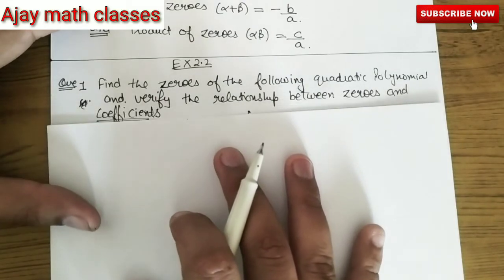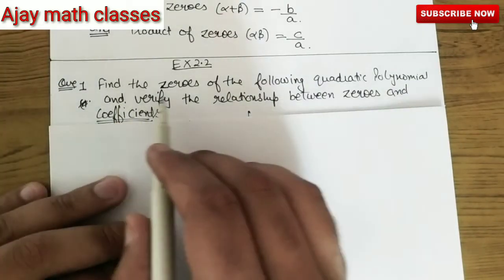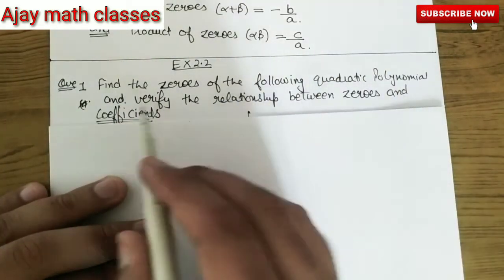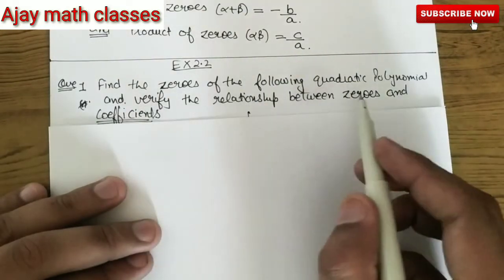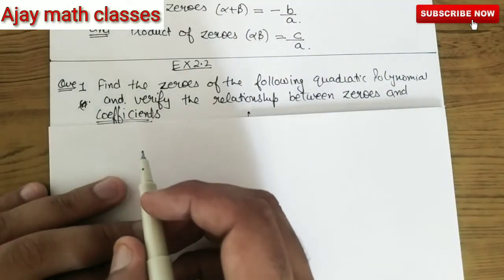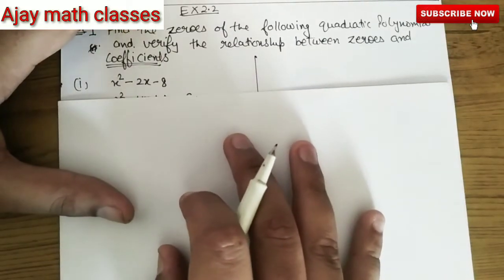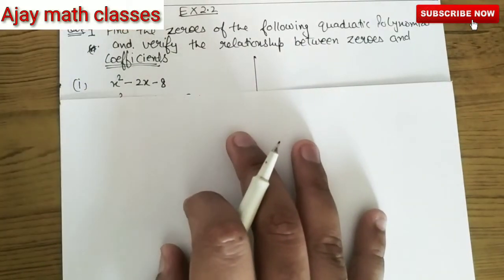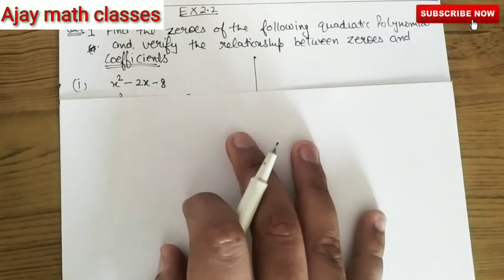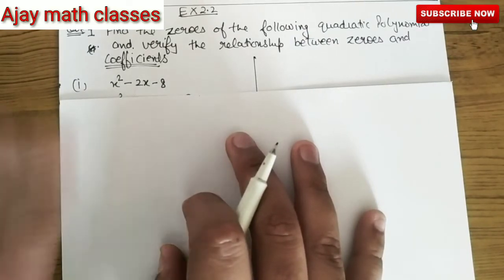So first one is exercise 2.1. Firstly we'll read the statement. Find the zeros of the following quadratic polynomial and verify the relationship between zeros and the coefficients. So now the first question, first part is x square minus 2x minus 8. Now students, firstly we will solve this by factorization method.